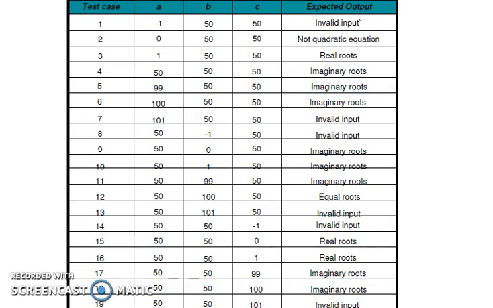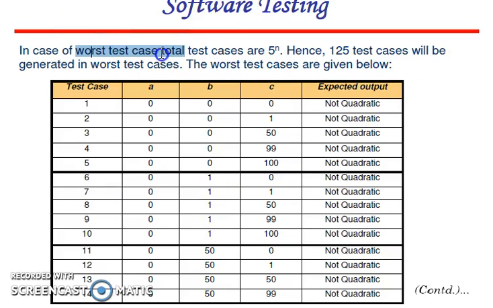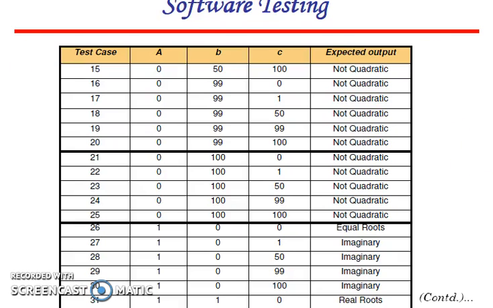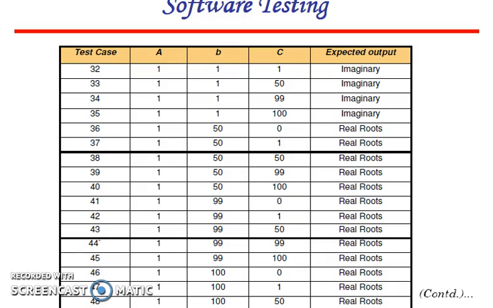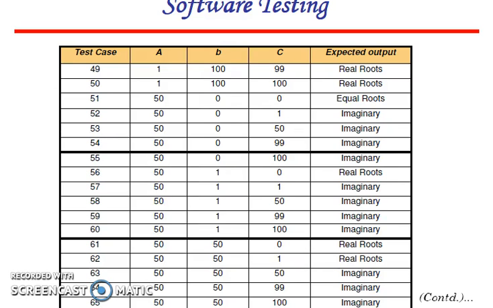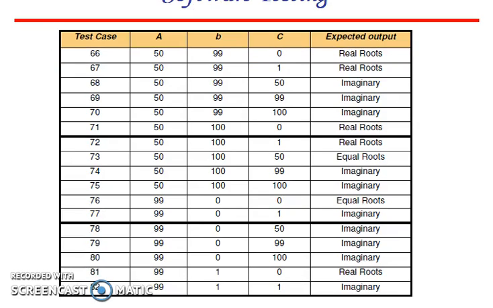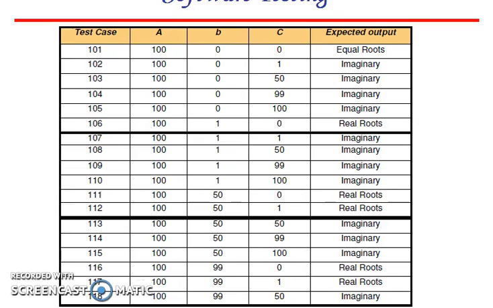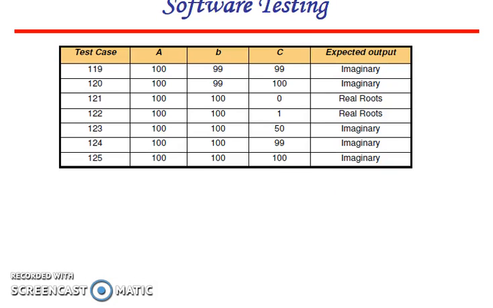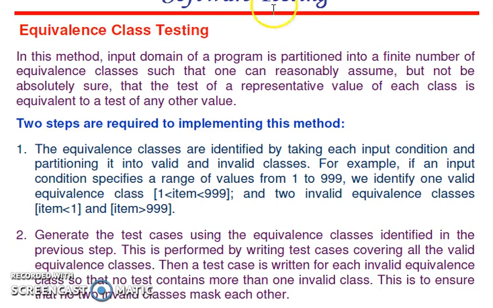Compared to boundary value analysis, we have more test cases. In the same way, if we evolve worst case testing, we will have 5 raised to power n, that is 125 test cases. Now we are checking for every value of the variables. This one, this, and next is this one. 82 test cases, 100 test cases, 118 test cases, and last is 125 test cases.